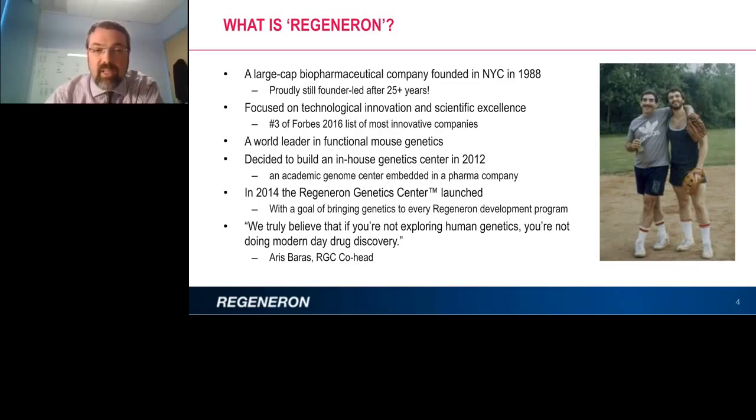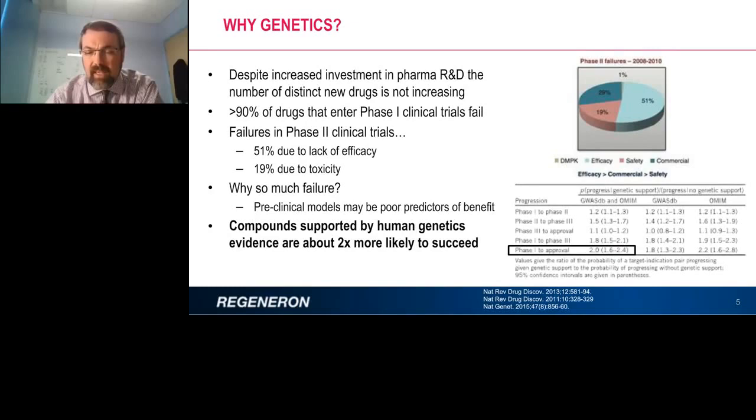You know, we really believe that if you're not exploring human genetics at a fundamental level, you're not really doing modern day drug discovery. And that is being made real at Regeneron through the RGC and our functional mouse work that I'll talk about in detail as I get farther along. But you might ask, why genetics? There are a variety of different ways of trying to innovate within healthcare, and really I'll point to some results that were published a few years ago that with genetic evidence, drugs succeed at a much higher rate.